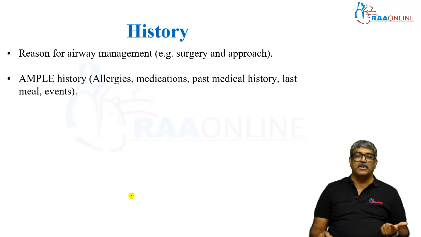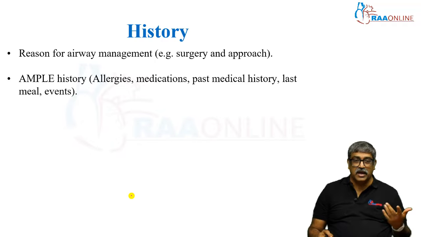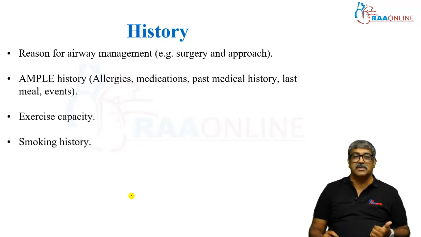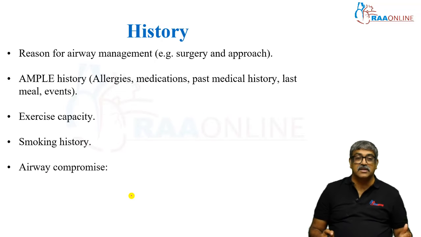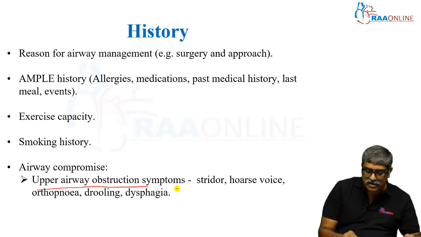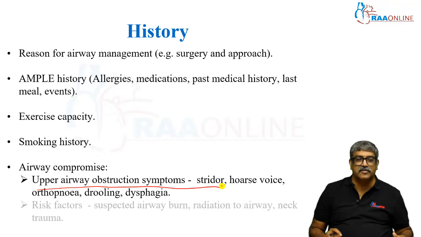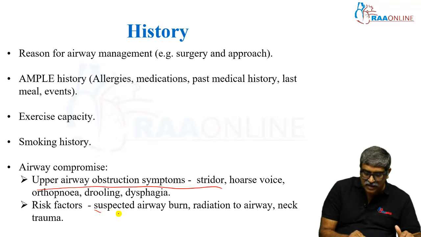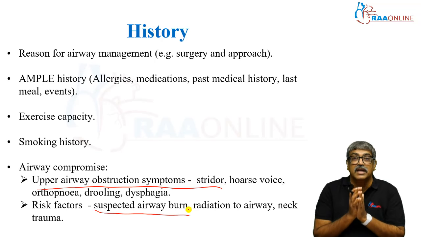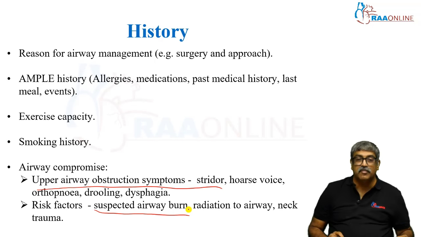You should look at the AMPLE history, that is allergy, medication, past medical history, last meal and events. Functional capacity of the patient, exercise capacity is very important, smoking history, and whether any airway compromise was there, any upper airway obstruction like stridor, hoarse voice, orthopnea, drooling and dysphagia. Risk factors: suspected airway burn, radiation to the neck and neck trauma. These are all the various aspects you should concentrate on in history with regard to airway management.